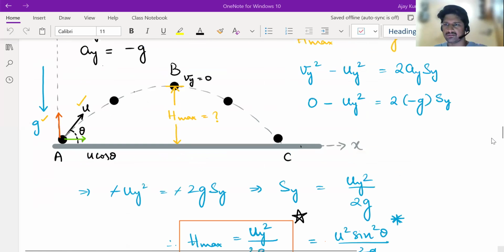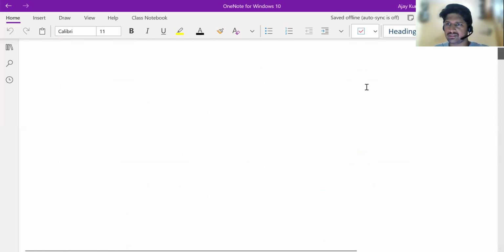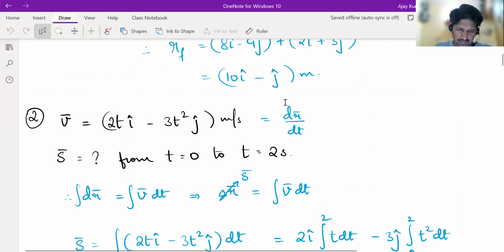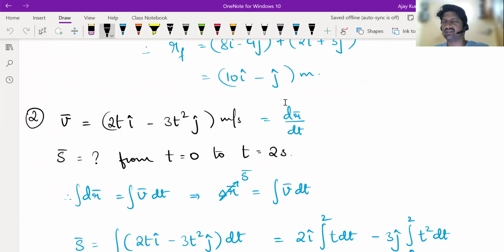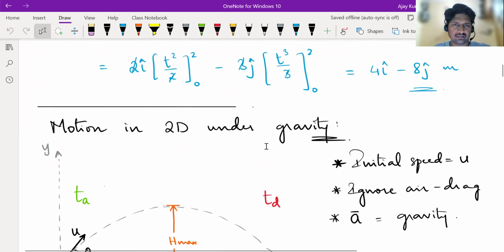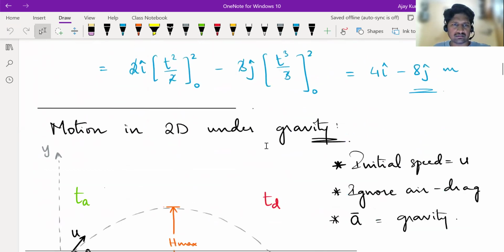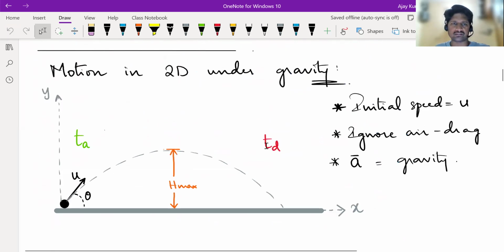Right. So last class, this is what we had discussed: how to integrate when vectors are involved. That means when i cap and j cap are involved. From velocity, we found out displacement and position. Then we moved on to motion in 2 dimensions under gravity.